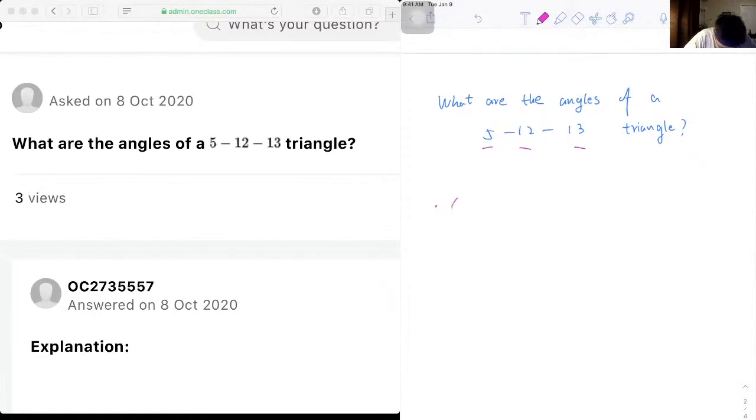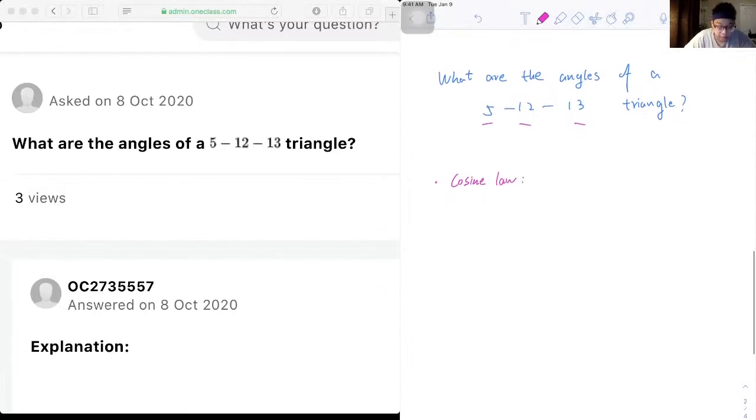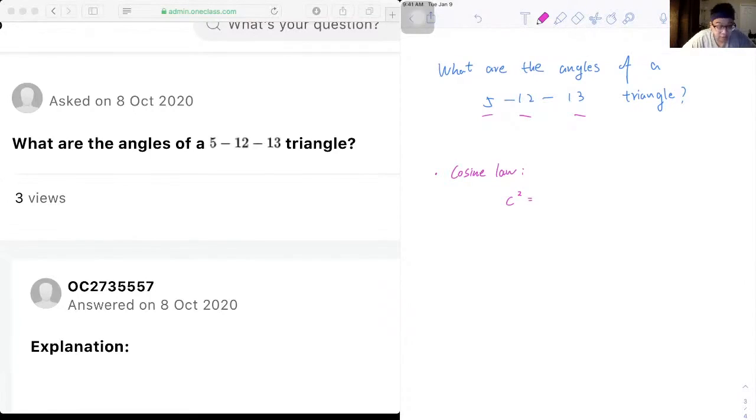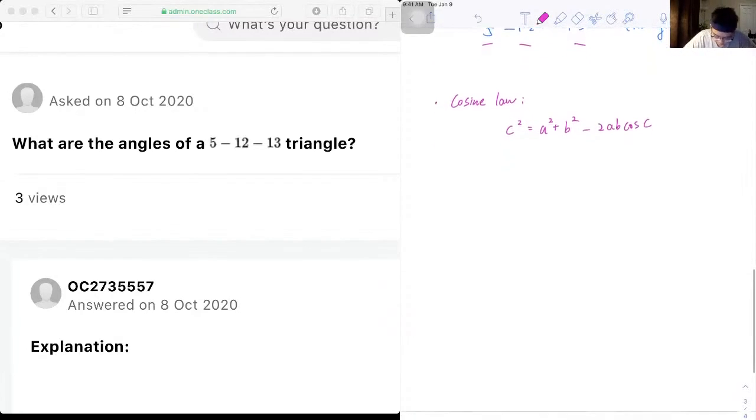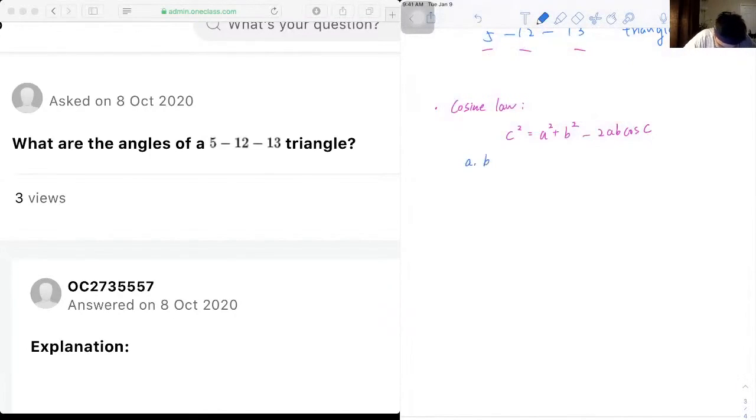So let's write it here. First, the cosine law, which is given by c squared is equal to a squared plus b squared minus 2 times a times b times cosine C, where a, b, c are the sides of the triangle, and big C is the angle opposite to side c. That should be small c.